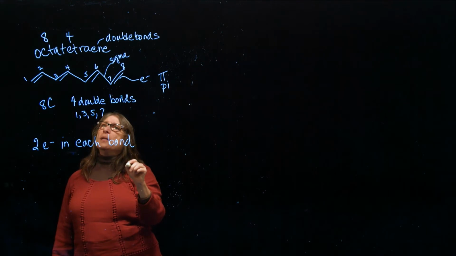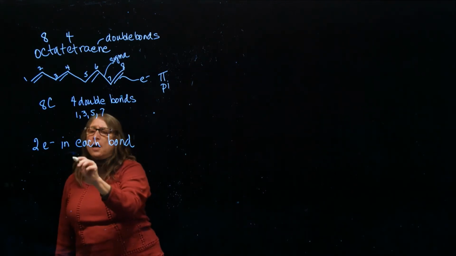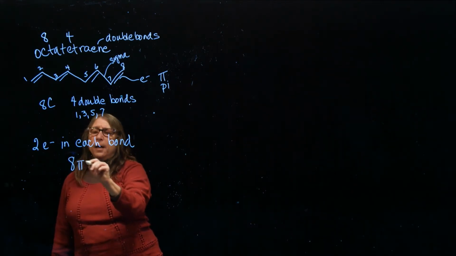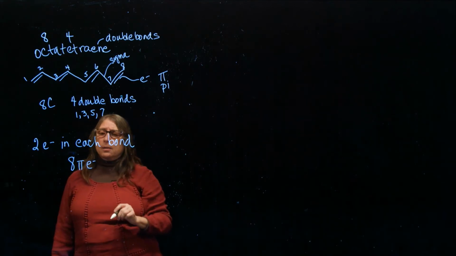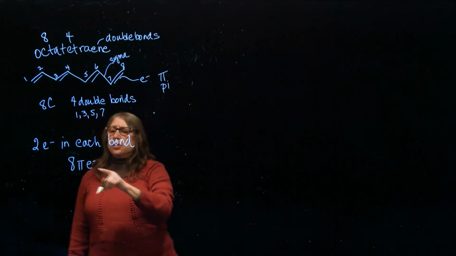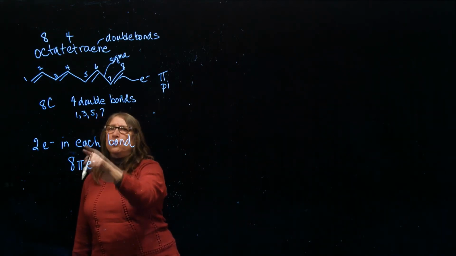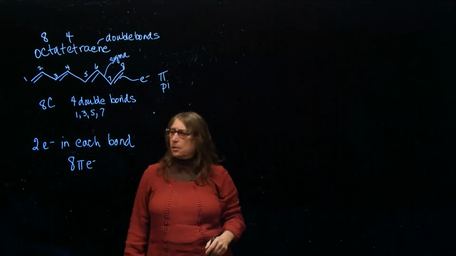And so with 4 double bonds, I must have 8 pi electrons. And so 8 divided by 2 makes 4. I have 4 double bonds. Good, I'm good to go.